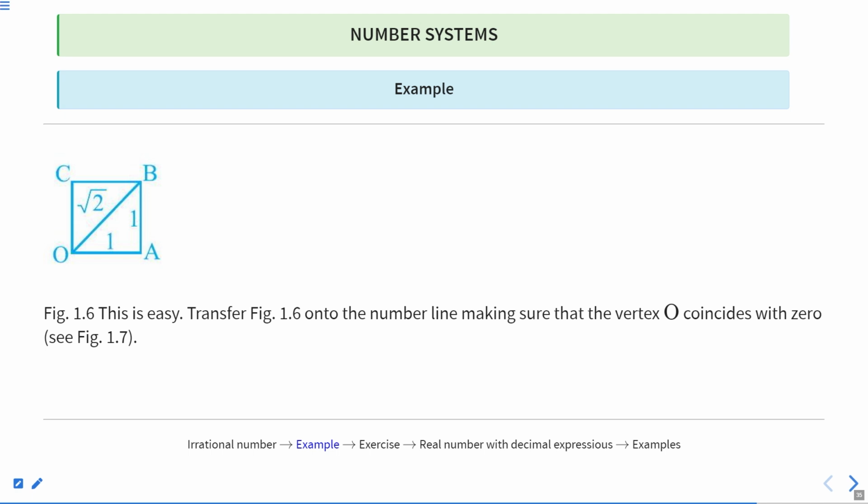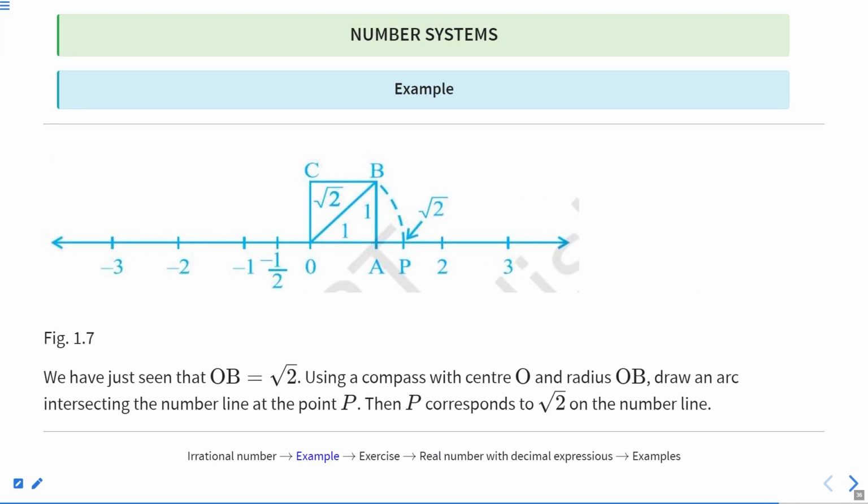Now let us see figure number 1.7. In this figure, we place this square on the number line. We have just seen that OB is equal to root 2. Now using a compass with center O and radius OB, draw an arc intersecting the number line at the point P. Then P corresponds to root 2 on the number line. So this point P represents the number root 2 on the number line.